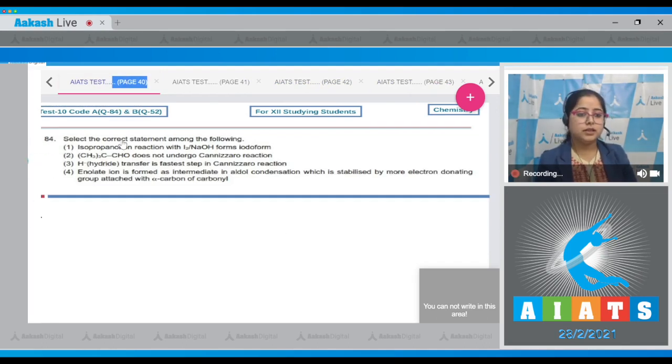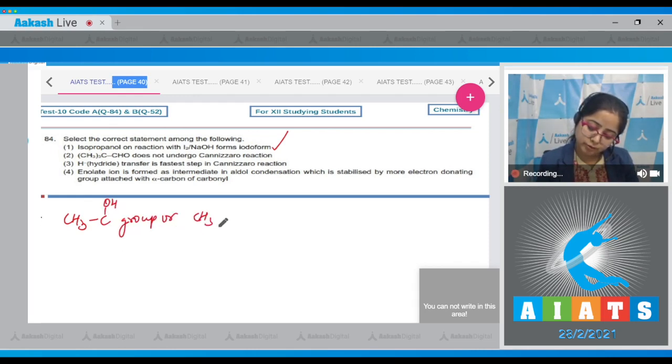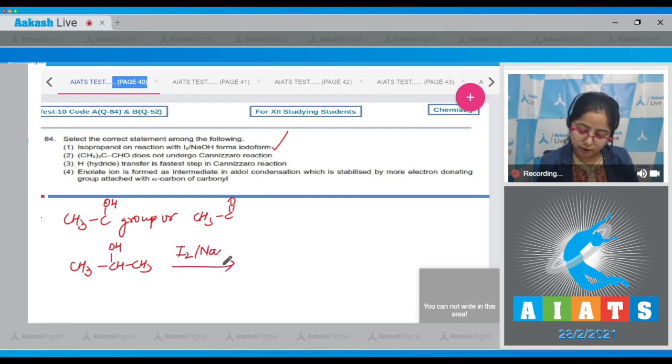Let's read it. Select the correct statement among the following. Number 1. Isopropanol on reaction with I2 and NaOH forms iodoform. Student, this is a correct statement as we all know that the compound which has this group gives a positive iodoform test. And since isopropanol is this, that means isopropanol on reaction with I2 and NaOH forms CHI3, this is iodoform, with CH3COONa.